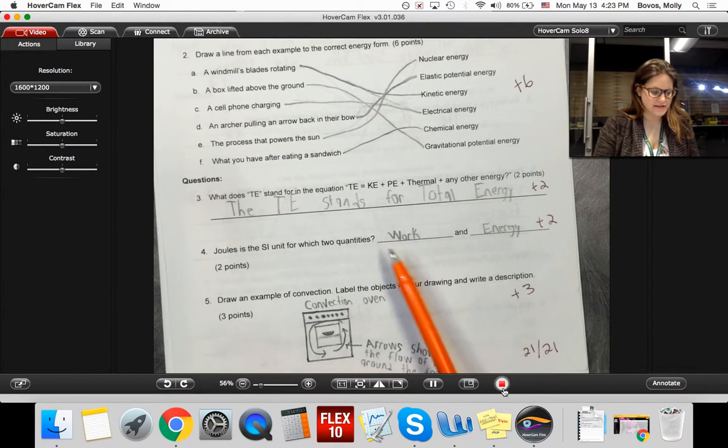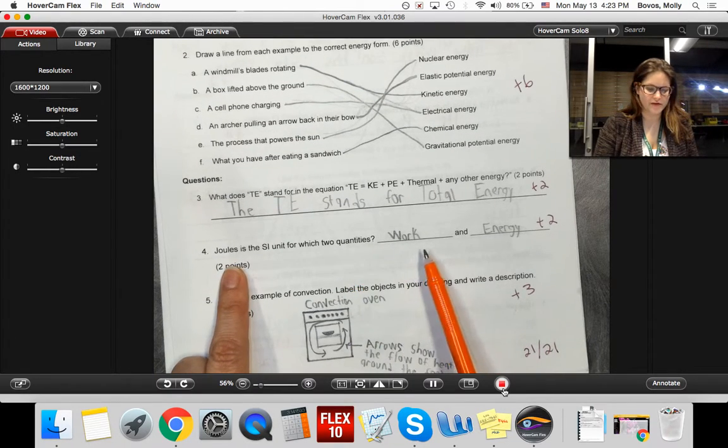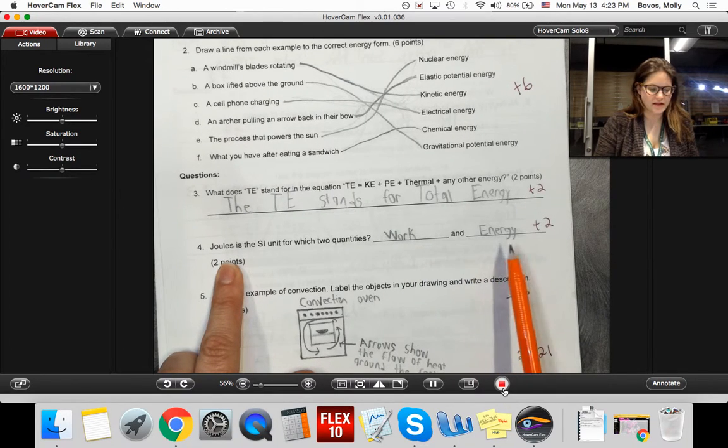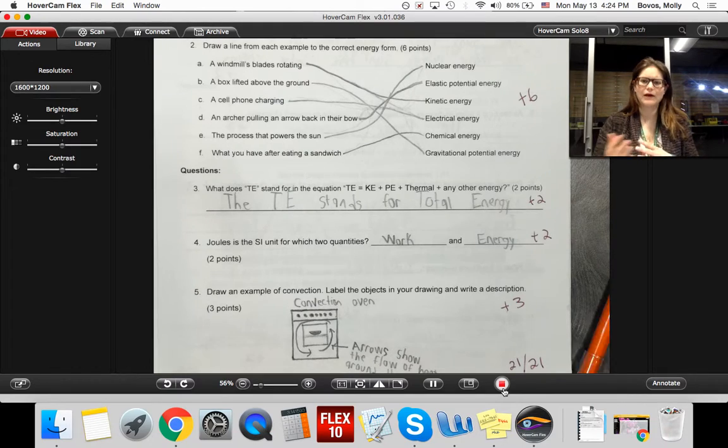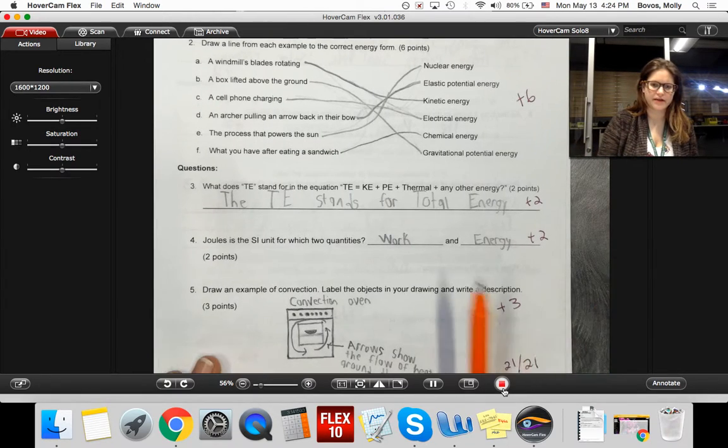Joules is the SI unit for both work and energy. I saw a lot of people put down work in power or energy in power. Power is actually the rate that energy is being used, or the rate that work is done. And so that's actually going to be in joules per second as watts. So what I'm looking for here is work and energy.